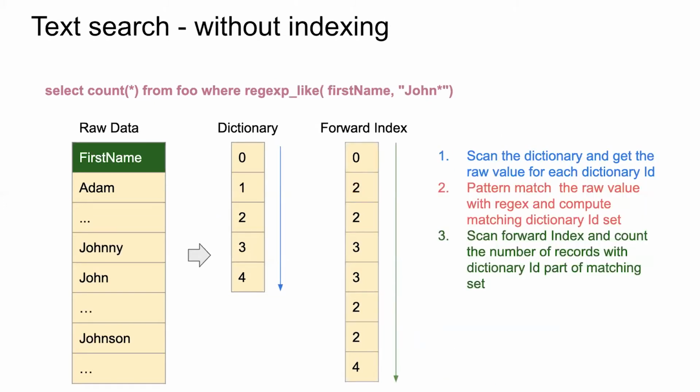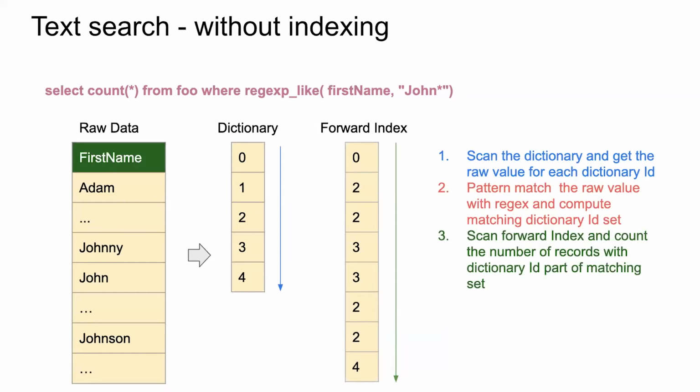Now, what if we are not doing an exact match? We want to do a regular expression match, an arbitrary match. Today in Pinot, we have an inbuilt function called regexp-like, which allows you to do regular expression searches on the columns. In this particular case, what the user is interested in doing is counting the number of all rows where the first name has the prefix John. So it's a prefix query. Because this is a non-exact match, we cannot use the inverted index on this column.